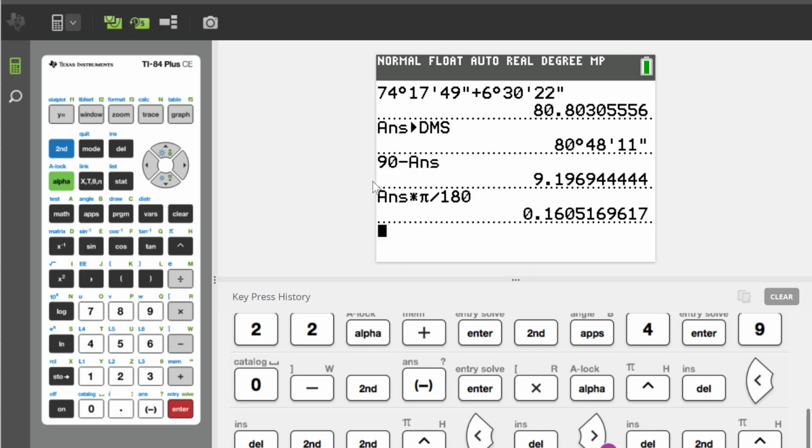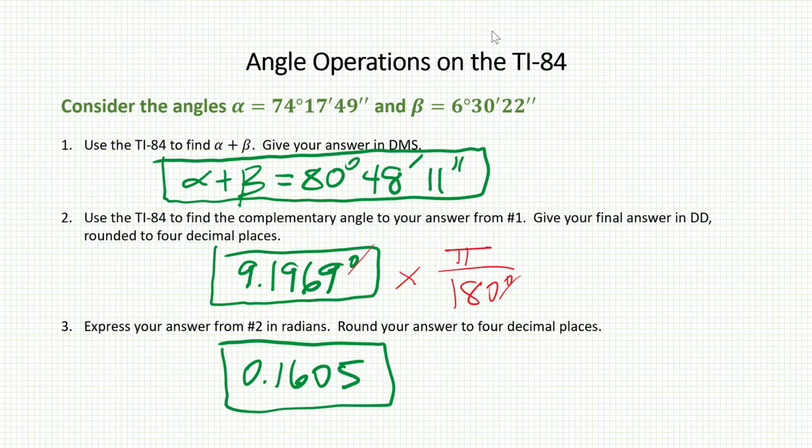You always want to try in these problems to avoid rounding anything until the end. Notice that using that answer feature allowed me to use the full version of the 9.1969 decimal in my calculation for the radian measure. While it is possible to do some of these things by hand, I really encourage you to take advantage of the power of the TI-84.